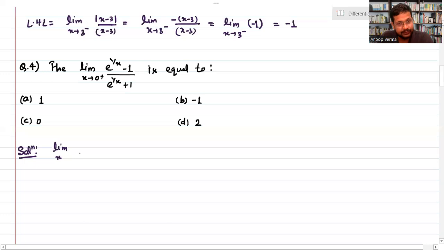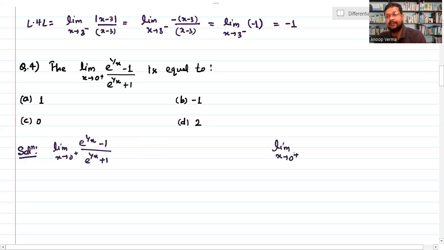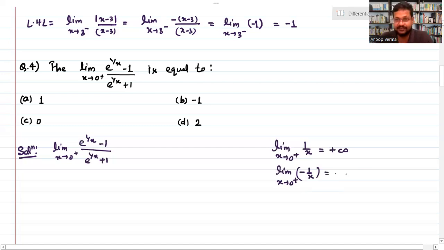So here we have to calculate the limit x tending to 0 plus of e to the power 1 upon x minus 1 divided by e to the power 1 upon x plus 1. Okay, so here we have to pay attention that when x tending to 0 plus, meaning we are approaching 0 from the right side, this 1 upon x will be tending to plus infinity. And if you take minus 1 upon x, you have taken the negative of this, so this will be approaching minus infinity.